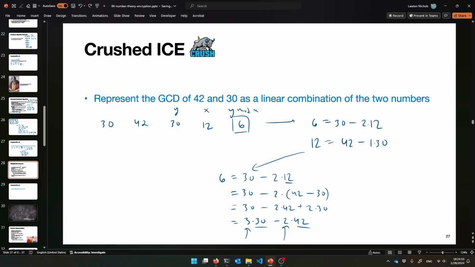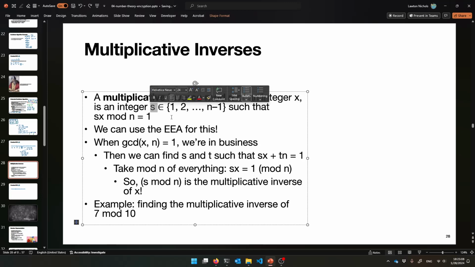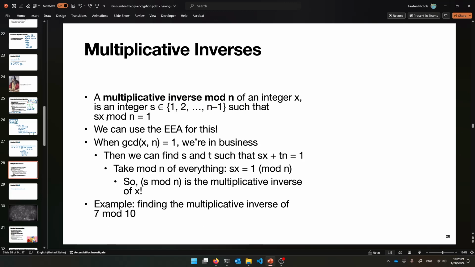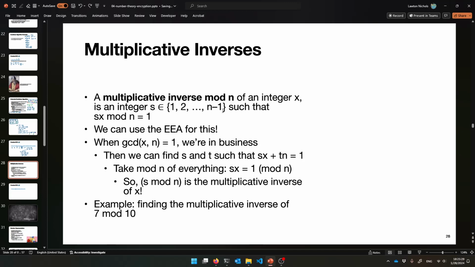But that lets us do some cool stuff, one of which is called calculating a multiplicative inverse. Okay, so this is modulus land again. We say that a multiplicative inverse mod n of some integer, call it x, is an integer that is in mod n land but not 0, can't be 0, such that x times that integer mod n is equal to 1, okay? It's a multiplicative inverse mod n, because when you multiply your x by that multiplicative inverse, you get 1, okay? When you're working mod n though.